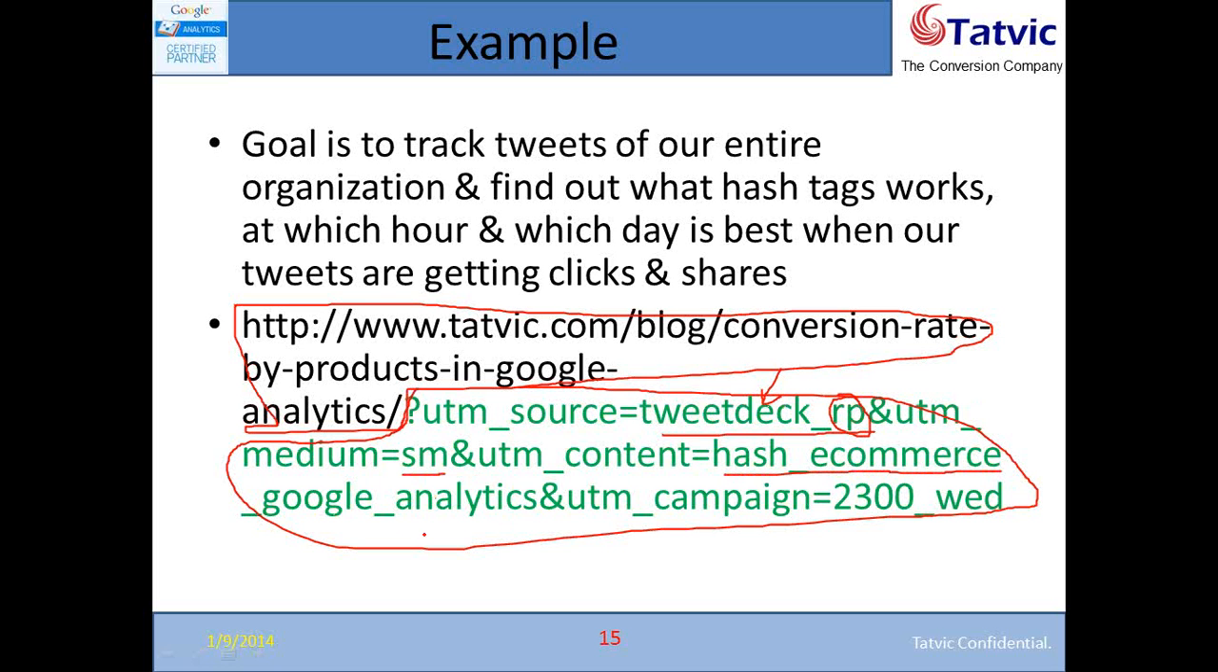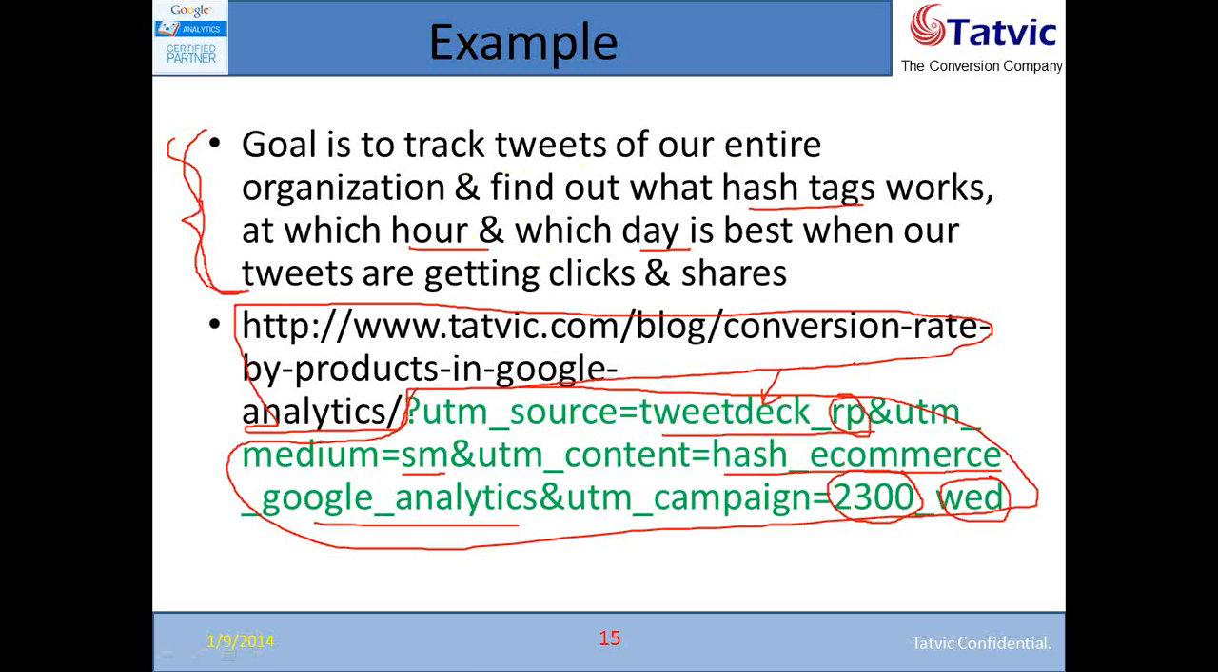Then we have the hashtag. Which hashtag did we use? We used e-commerce and we used Google Analytics. And when this tweet went live, it was 23 hours on Wednesday. So this information, when collected together, provides exact answers to all the questions I set out in my goal. When I look at my goal, all I want to know is which hashtag works, which hour, which day. These are the three most important things.